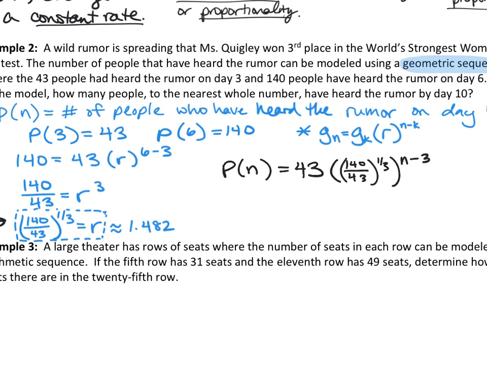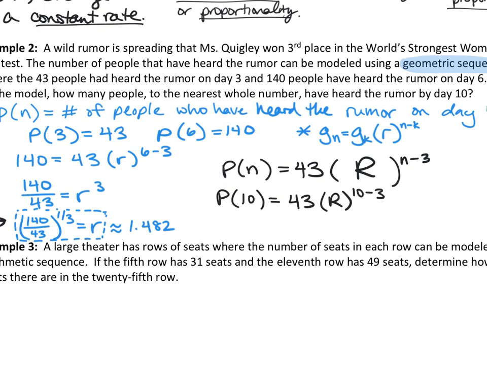Now, again, this ugly stuff that's in here, we just stored it in our calculator as what letter? R. So instead of writing all of that and confusing myself, I can just write it as R from my calculator. That's my stored value. Now, the question here is, I want to know who's heard this rumor about me by day 10. So we're actually finding the people on day 10. We're doing 43 times my stored value R to the 10 minus 3.